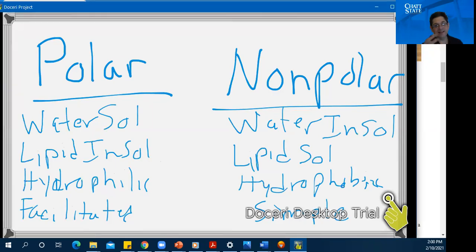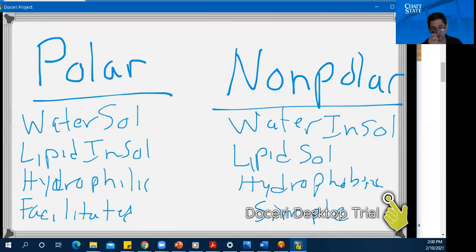So there you go. The only thing left that I don't have room to write would be the examples. So under polar, for facilitated, you could write, I don't have any room, but you could include sugars, amino acids, and ions for facilitated movement. And of course, it goes without saying, water itself could be included in that list. So sugars, amino acids, ions for polar.